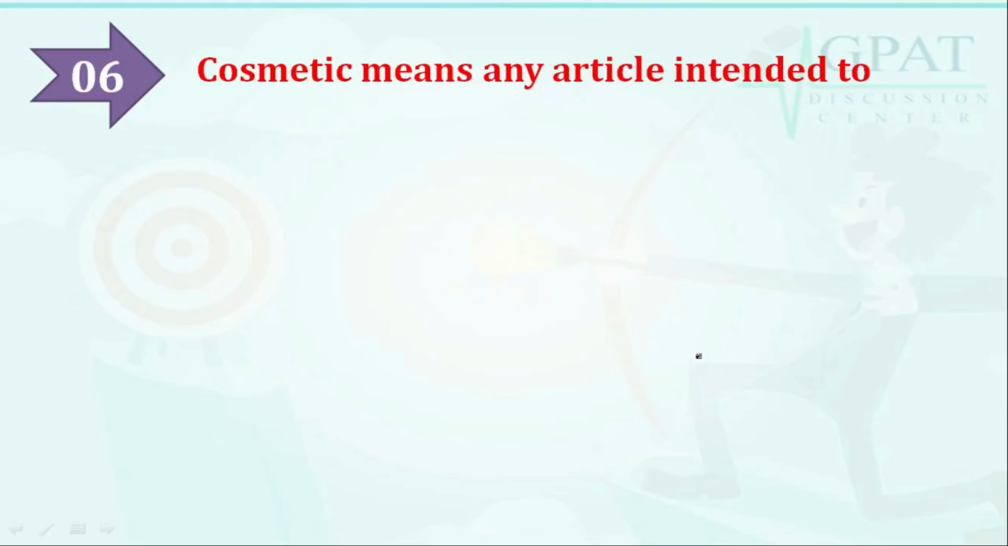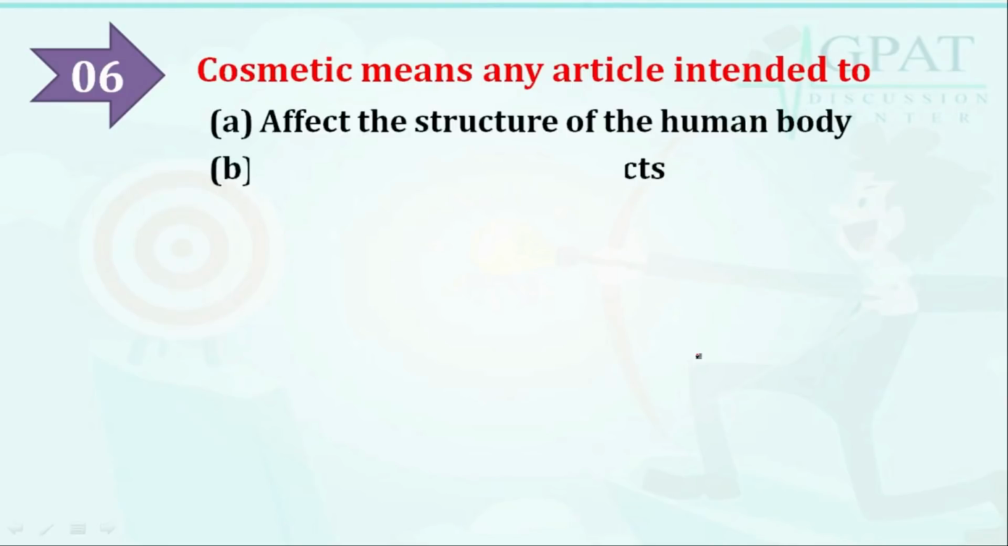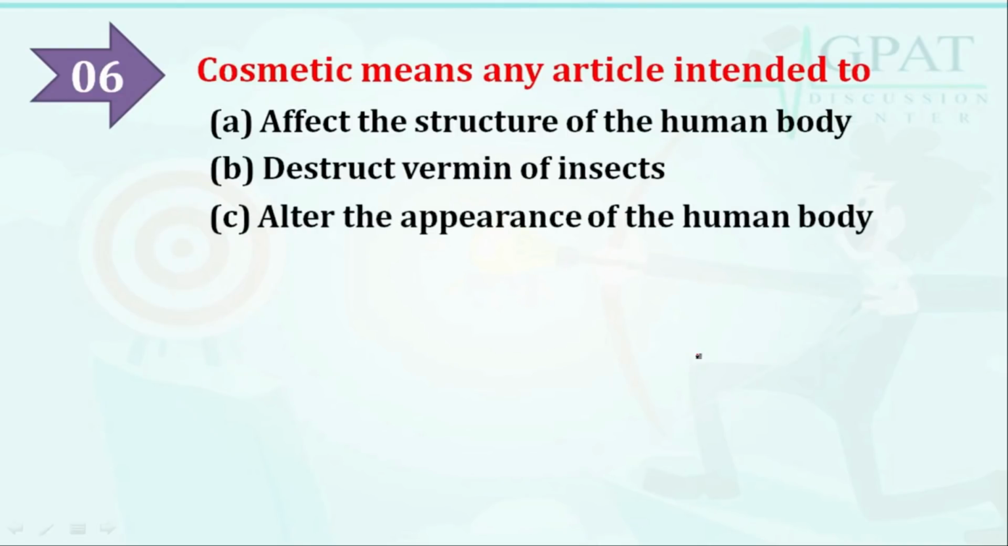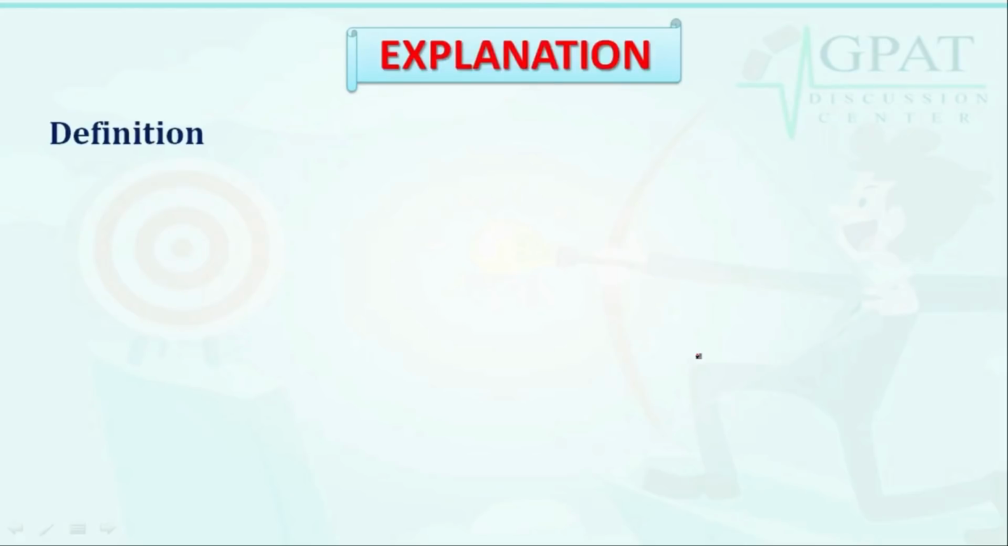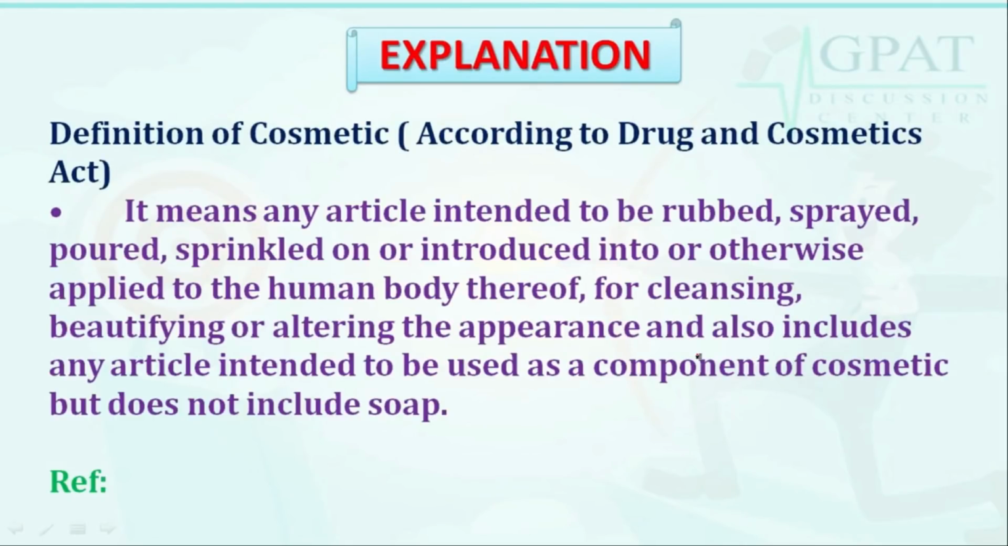Cosmetic means any article intended to, options are: option A, affect the structure of the human body, option B, destroy vermin or insects, option C, alter the appearance of the human body, option D, all of the above. Which is the correct answer? The correct answer is alter the appearance of the human body. Cosmetic means any article intended to alter the appearance of the human body. It makes one very beautiful; some cosmetic products are used in makeup, as we all know. So let's discuss with the help of explanation.